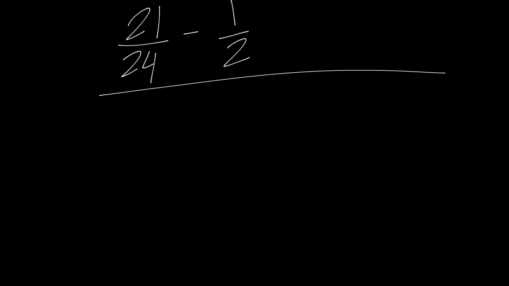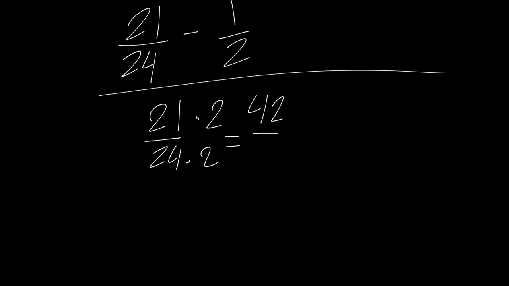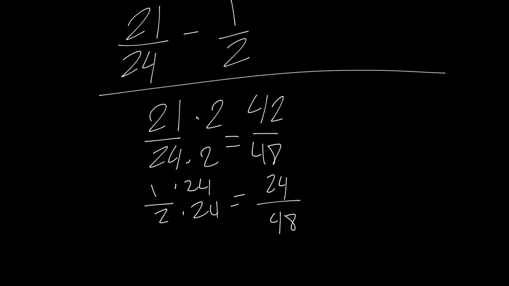To subtract fractions with different denominators, I'm going to be using a calculator. So I'm going to go 21 over 24 times 2 and then times 2. I'm going to be doing 21 times 2 is 42, and 24 times 2 is 48. And then I will be doing 1 over 2 times 24 and then times 24. 1 times 24 is 24 and then 48.